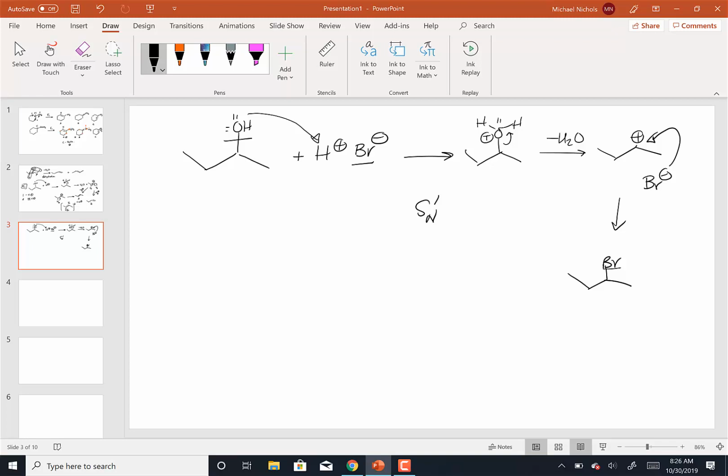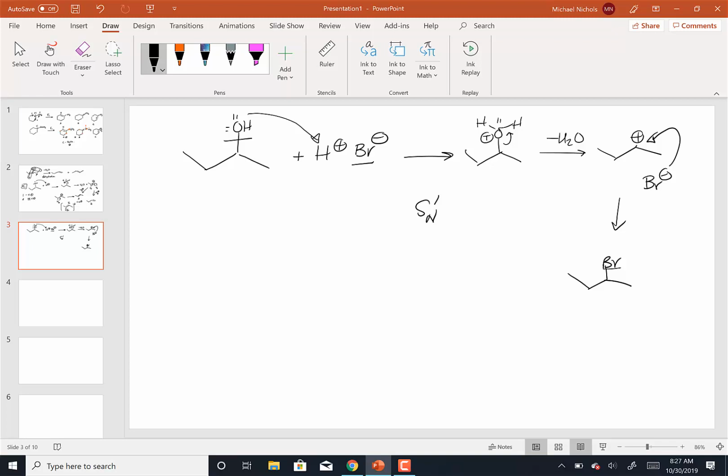So that's one. This is a way to substitute a halogen for the OH group. I just use HBr, HCl, HI, HX. It's not dehydration, though. Okay. So the source of H plus makes a difference. All right. Is everybody with me so far?